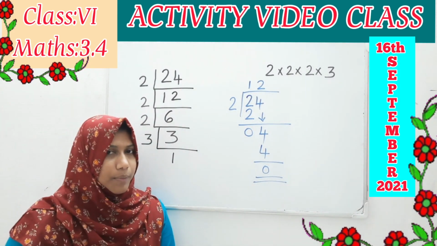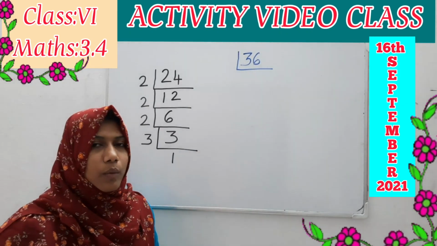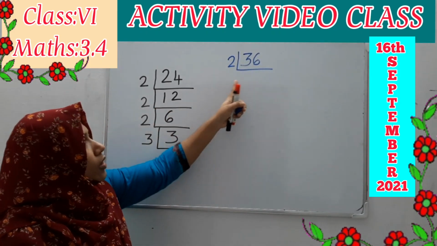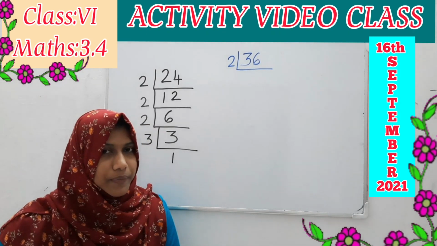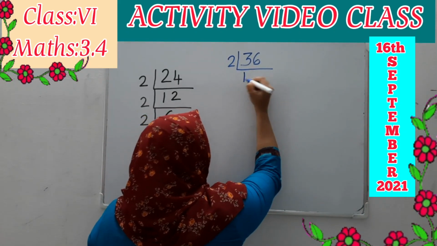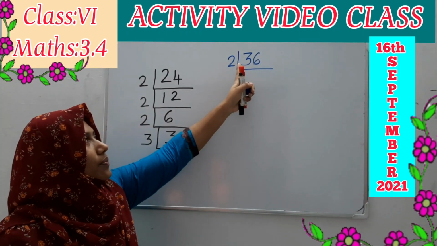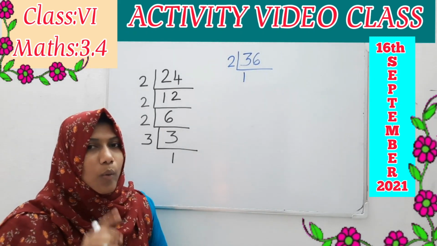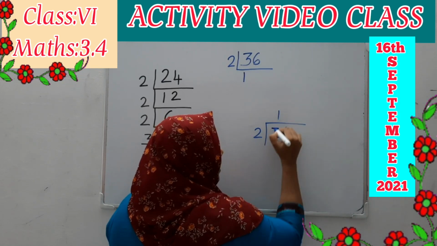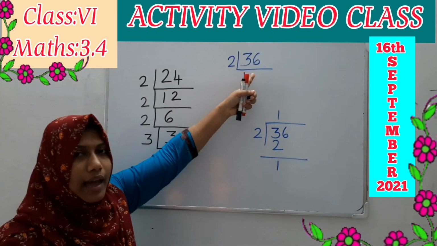We can check another number, 36. This is an even number. All even numbers can be divided by 2. Starting from 2, how many times does 2 go in 3? Only one time. 1 two is 2, 2 twos are 4, so only one time. We write the quotient 1. When we divide 36 by 2, one time it's 2, and we have the remainder 1.